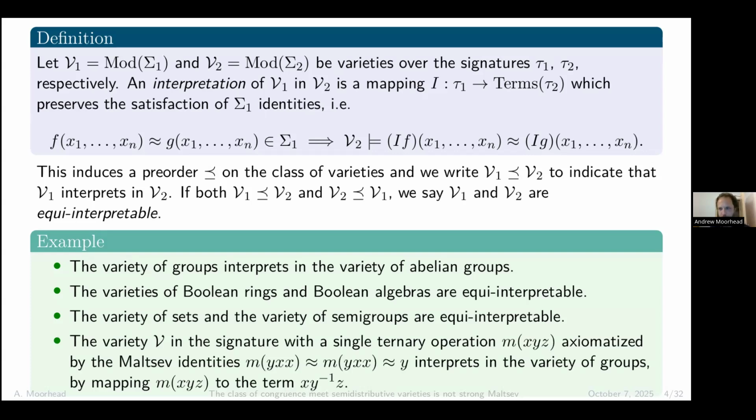Something that will be more relevant for the remainder of this talk is that we can look at a particular type of variety which just has a single ternary operation, and it's axiomatized by the Maltsev identities. And of course, because groups have a group term that satisfies the Maltsev identities, this particular variety interprets into the variety of groups.